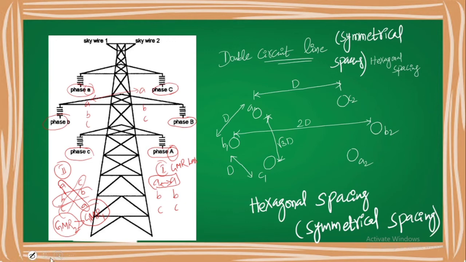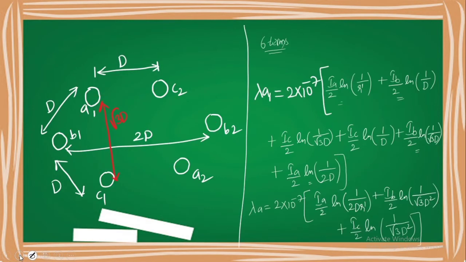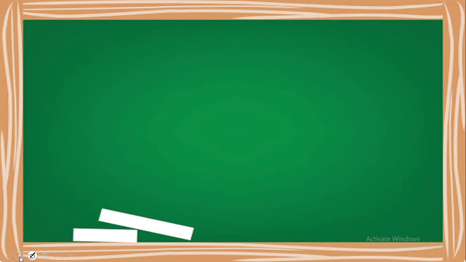Now this is one method of finding the inductance, right? Now let us see another method of finding the inductance. Yesterday in the last class I gave you a generalized expression for finding the inductance for any type of configuration. It may be single conductor symmetrical spacing, single conductor unsymmetrical spacing, bundle conductor symmetrical spacing, bundle conductor unsymmetrical spacing. It can also be useful for double circuit. So it can be useful everywhere.